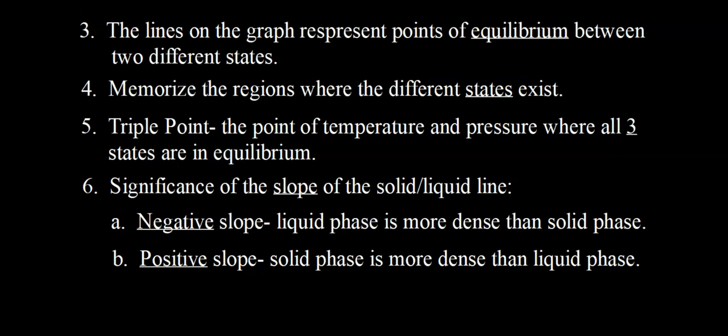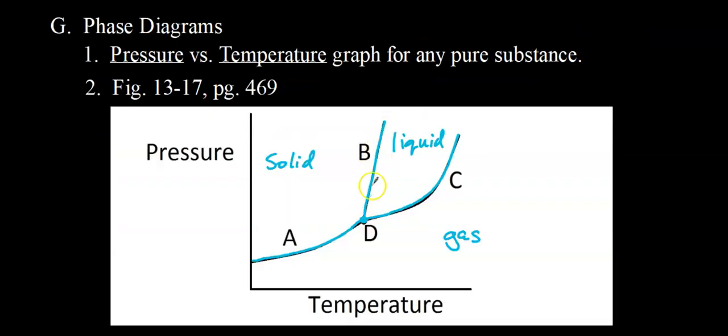We're going to skip ahead to number 6, the significance of the slope of the solid liquid line. So that's on this graph, line B, the equilibrium line between solid and liquid. And the slope of this line will tell us about the state of matter that is the most dense for that substance. Now, something to keep in mind, a substance will exist in its most dense state of matter at high pressure. So if you increase the pressure on a substance, push those particles together as much as you can, it's going to lead to the most dense state of matter.